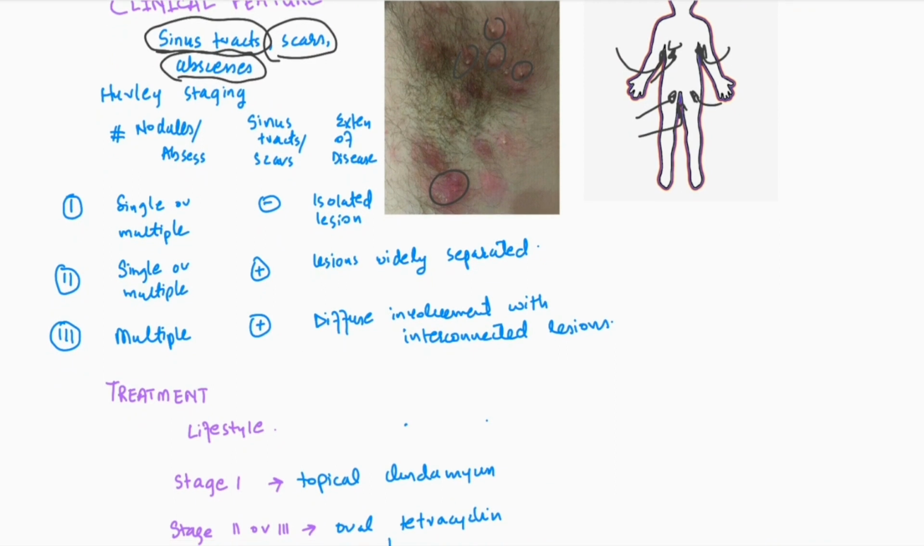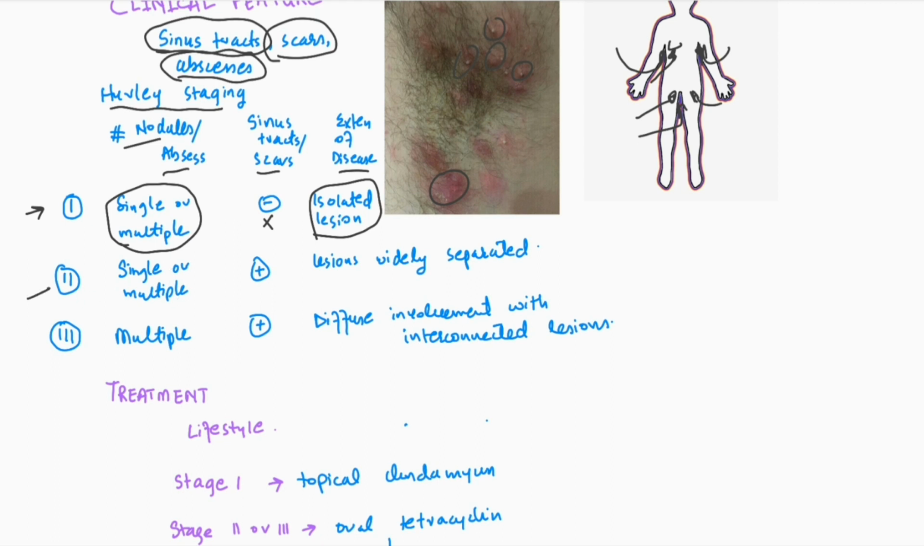So in order to know the severity, you can do something called the Hurley staging. Hurley staging takes into account the number of nodules and abscesses, the sinus tracts and scar presence, and the extent of disease. Stage 1 is the mild hidradenitis suppurativa. You just have single or multiple nodules or abscesses. The sinus tract and scars are absent, and it's just isolated lesions, one or multiple.